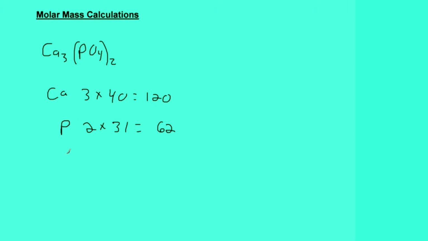Okay, and oxygen. How many oxygens do we have up here? 2 times 4. There's 8 oxygens. Oxygen has a mass of 16. 16 times 8 is 128. And now we're going to add up these 3 numbers, and we're going to get 310 grams per mole. So if you weighed out 310 grams of calcium phosphate, that would be 1 mole, which means it would contain 6.02 times 10 to the 23 molecules of calcium phosphate.